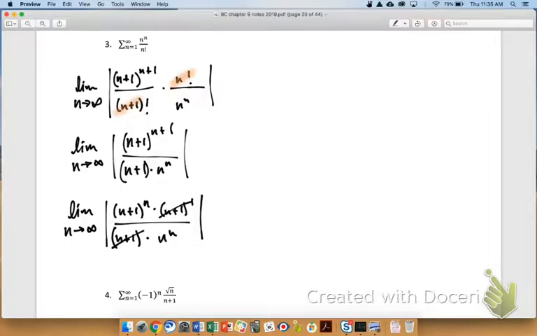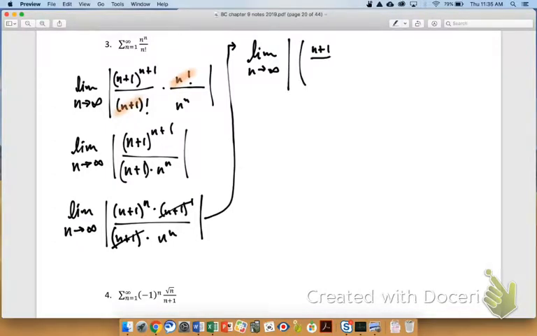And I'm going to do a minor rewrite while I'm coming back up here. I'm going to say that this is limit as n goes towards infinity, and I'm going to write this as n plus 1 over n, all to the nth power. Right, it's n plus 1 to the n over n to the n.